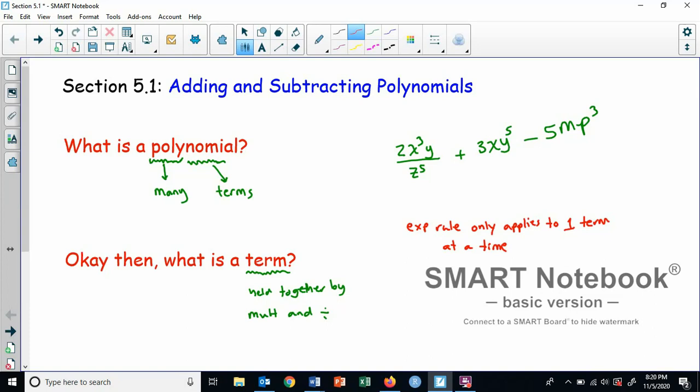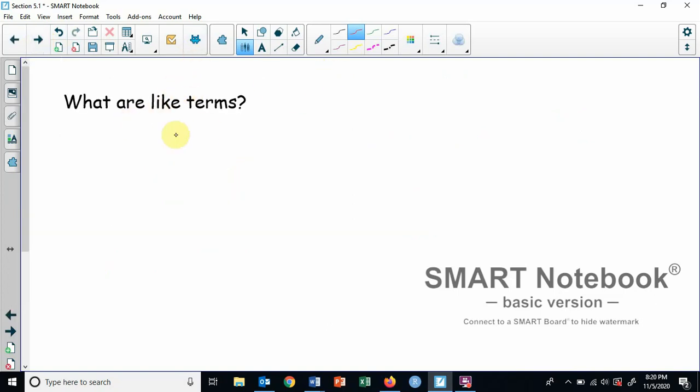Okay, so we now know what polynomials are. They're just when we have one or more terms, many terms. We know what terms are. They're the things that are added or subtracted together, and each piece of a term is glued together with multiplications or divisions. So what we're going to do then is add or subtract many terms. Now, the important thing to know is I'm only allowed to add or subtract terms that are called like. Well, what are like terms?